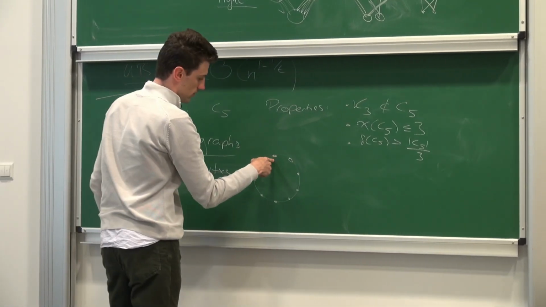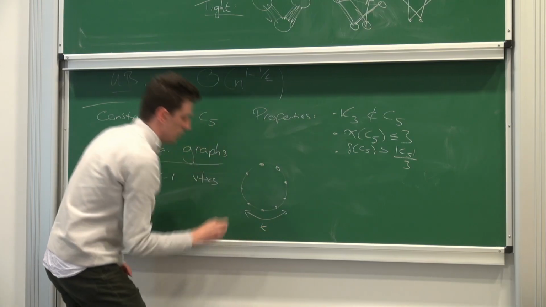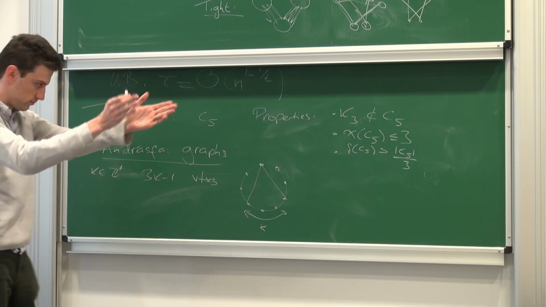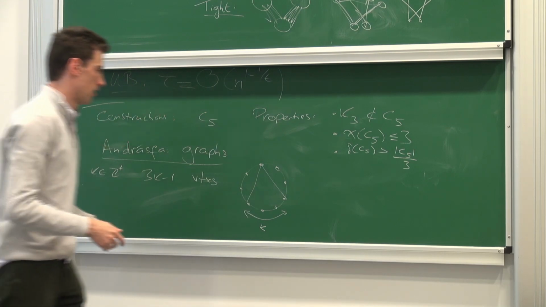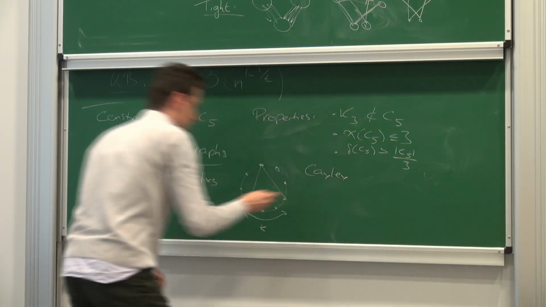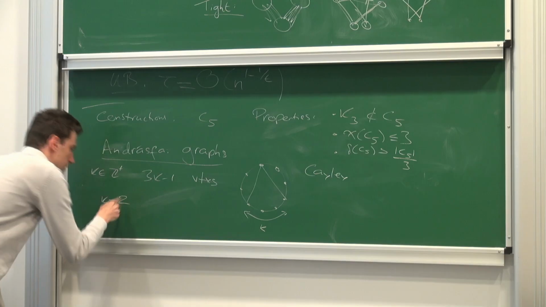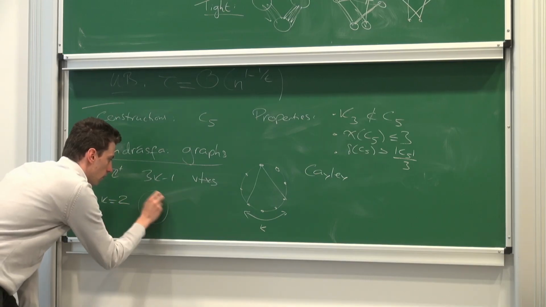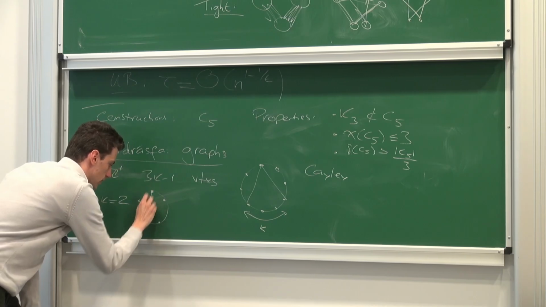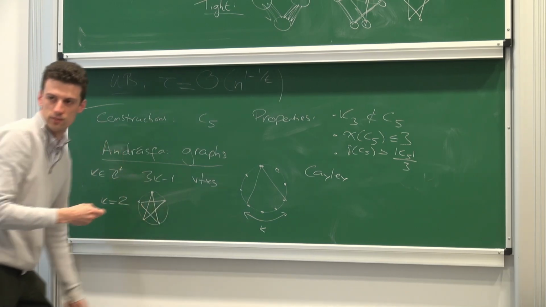And each vertex, join it to the k vertices opposite. So this is a very nice graph. It's a Cayley graph. It's vertex transitive, and just so you see it in action once, you take k equals 2, you put 5 vertices on a circle, and you join each vertex to the 2 opposite, and that's a 5 cycle.